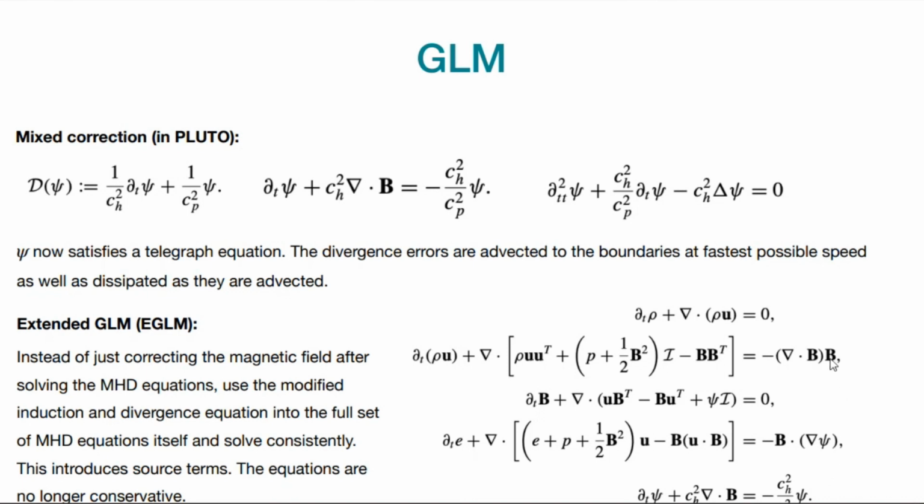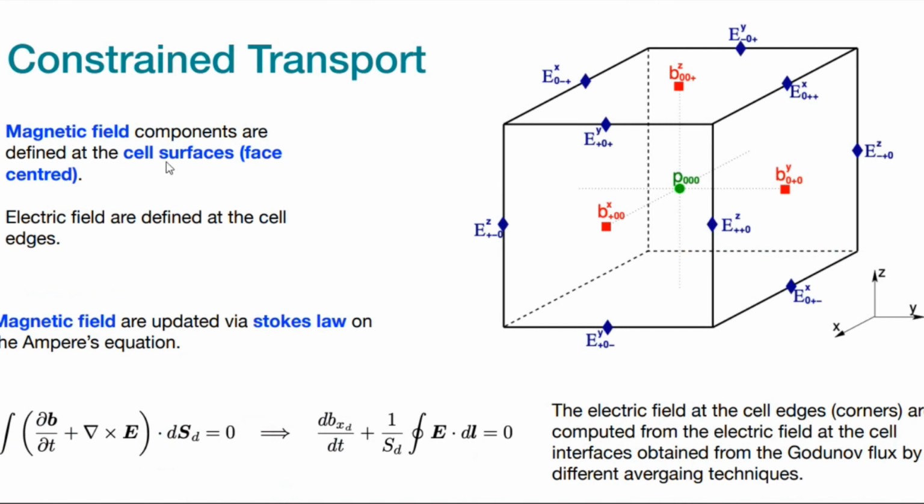Again, EGLM is mentioned. And what are the optimal choices for CP, CH, and all other technical details you can find in the user guide. I'm just mentioning the physics.